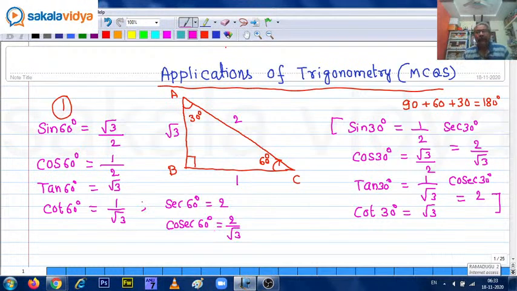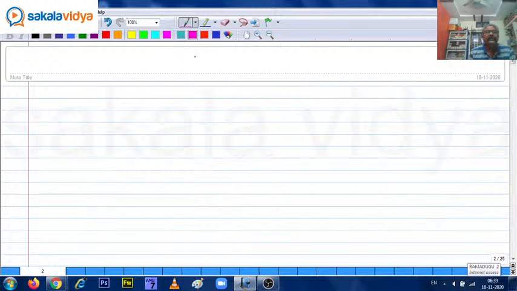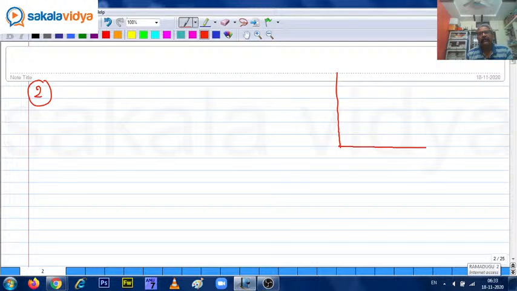And one more, second point. Consider one more right angle triangle, say ABC, with 90 degrees here. This angle will be 45 degrees, and obviously this angle is also 45 degrees. Since these two angles are equal, these two sides are equal, say 1 and 1. The hypotenuse will be root 2, because 1 square plus 1 square gives square root 2.